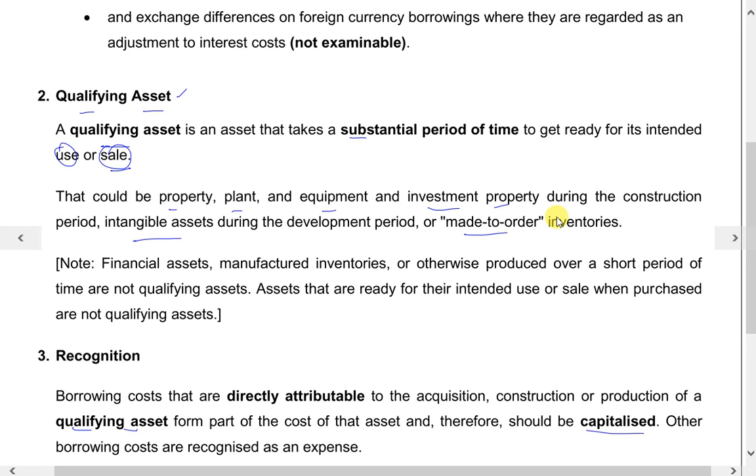Yes, we can capitalize. And then your question, what happened to inventory? So financial asset, haven't learned yet. Inventory produced over a short period of time is not considered a qualifying asset, meaning we don't capitalize. We can only capitalize the interest on a qualifying asset. And it has to be a substantial period of time to complete. Short period does not qualify. Inventory, we don't capitalize. Clear? That's why your question on inventory, no.